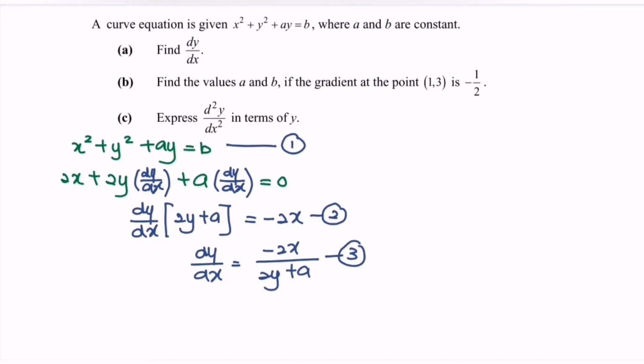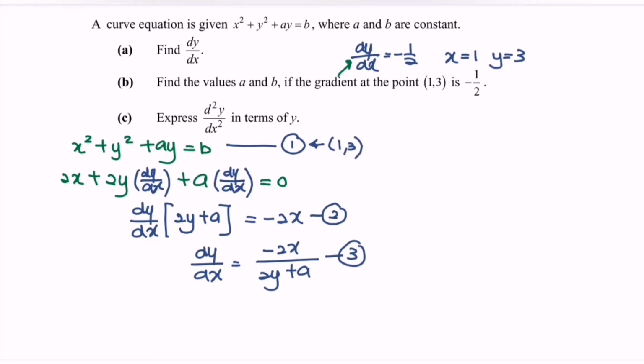Part b: find the values of a and b if the gradient, which is dy/dx, at the point (1, 3) is negative 1 over 2. So the value of x is equal to 1 and the value of y is equal to 3. The question asks us to find the values of a and b. So kindly substitute the point 1 and 3 into the first equation.